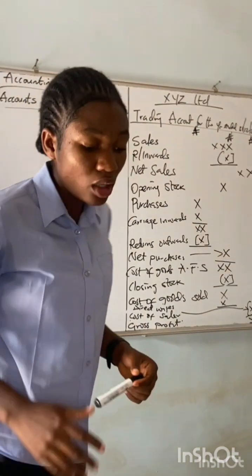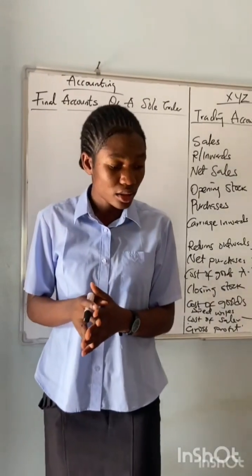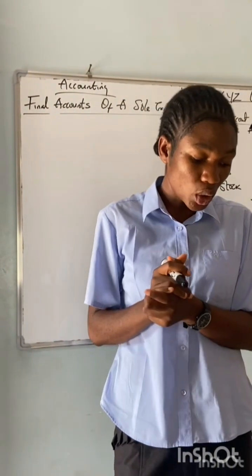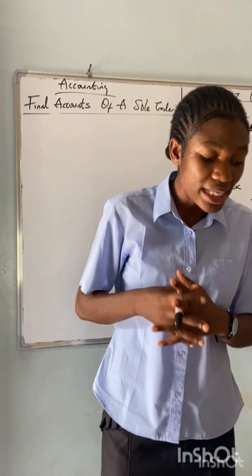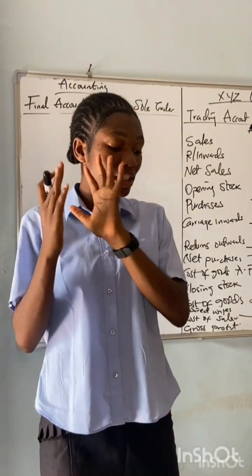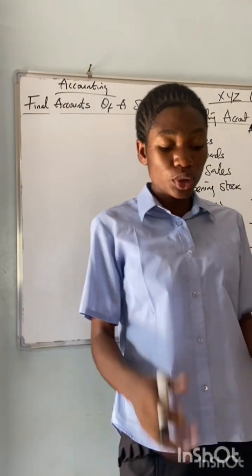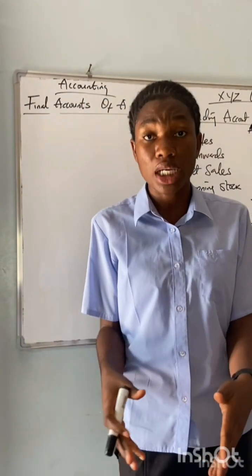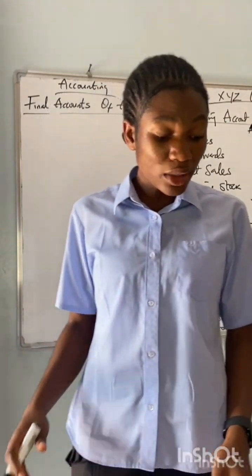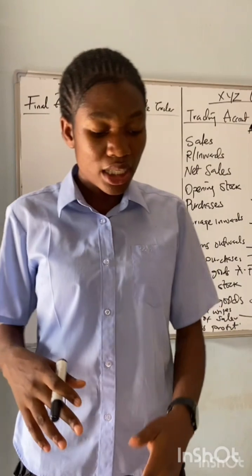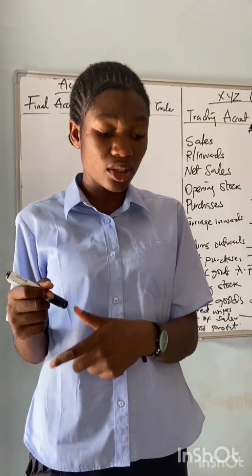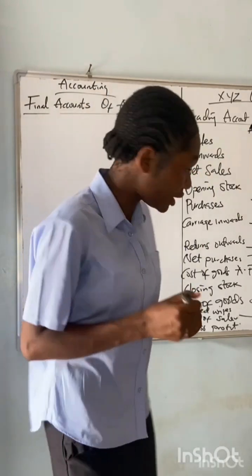Now let's see. We're given the trial balance of Jonah and Sons Enterprise as at 31st December 2015. So we're going to be using this trial balance to prepare just the trading account. Like I said, this video is just for trading accounts. So we have sales of 37,200 naira.